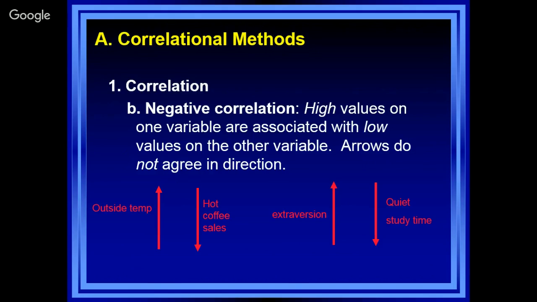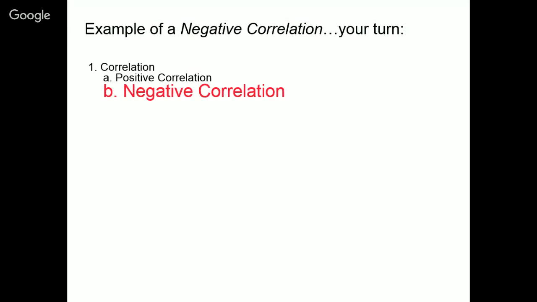You notice in both of these examples, because they're both examples of negative correlation, that the arrows do not agree in direction. And it doesn't matter which one is going up, the other goes down. If you want to flip that one up, the other one flips down. They do not and will not agree in direction. As values go up for one, they will go down for the other. And that's a negative correlation.